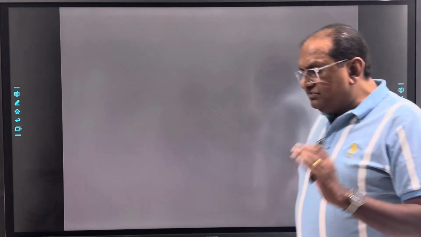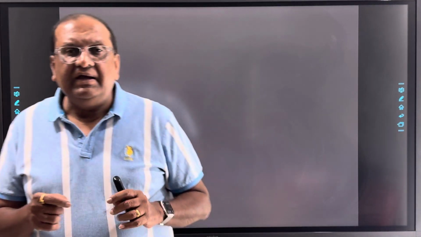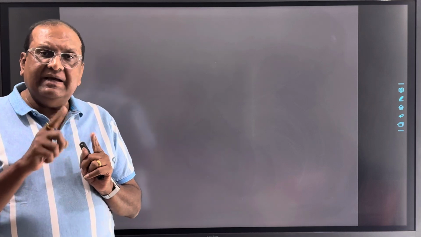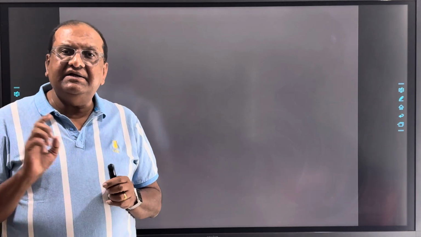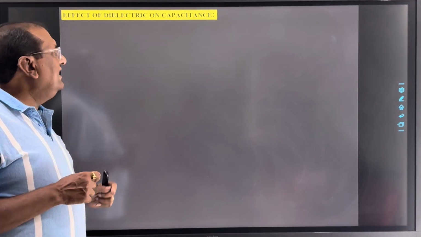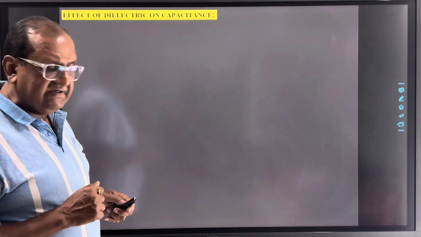Dear students, we studied about the dielectric substances and polarization of dielectric substances. Scientists observed that when a dielectric substance is introduced between two plates of the capacitor, its capacitance can be increased considerably. So let's understand this. The effect of dielectric on capacitance.